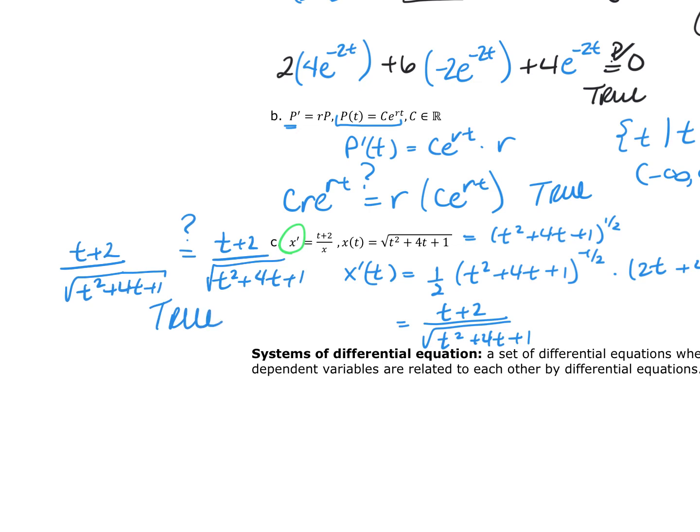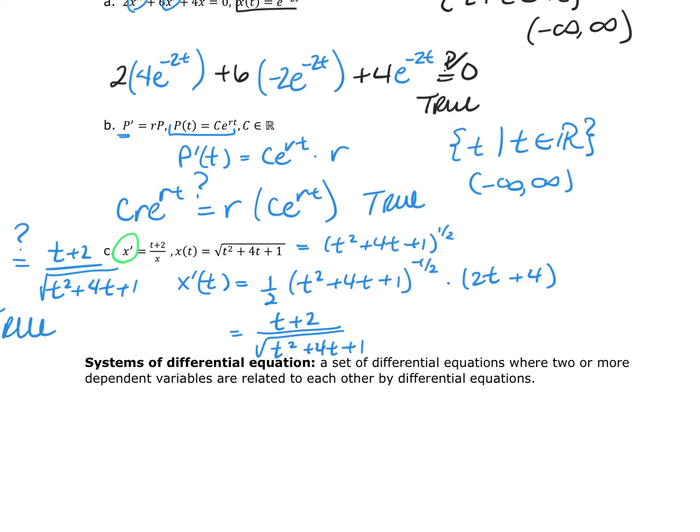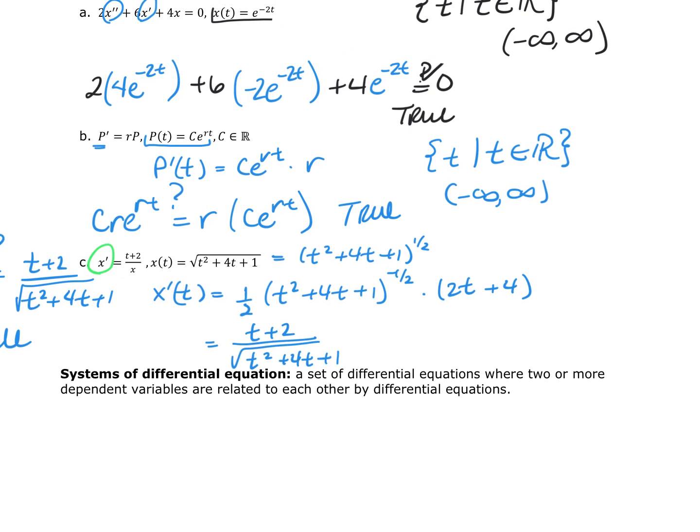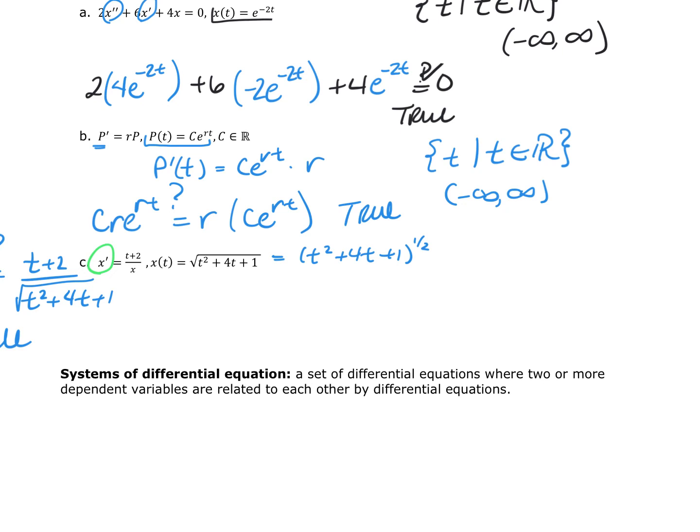So that is nothing surprising. We have to think about what the interval is. So this one's going to be a little bit more involved. To find the interval, I'm just going to erase this so I can have some space. To find the interval in which this is true, I have to have t squared plus 4t plus 1 be greater than or equal to 0 because it's underneath the square root.